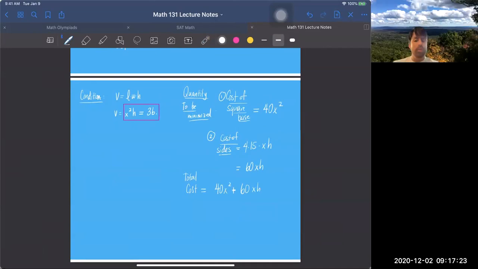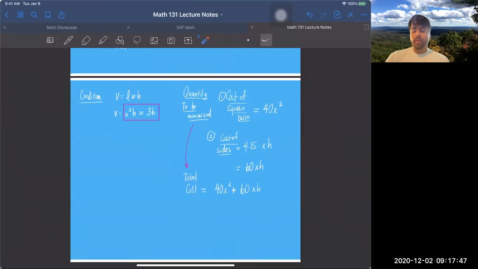What's the issue though? The quantity that I want to minimize, what's the problem? It has an x and an h in it. I only want my function, my quantity, to be expressed as a function of only one single variable.